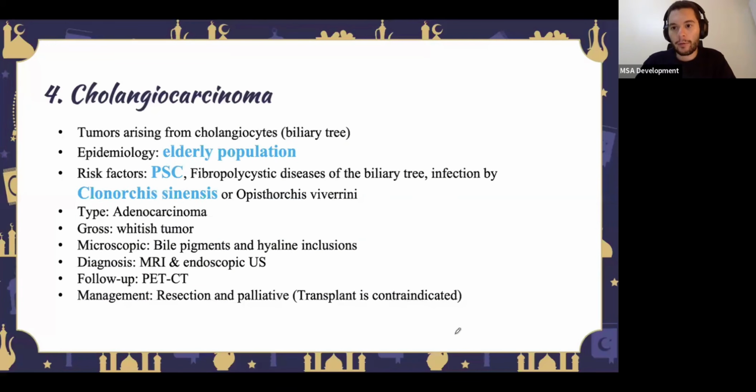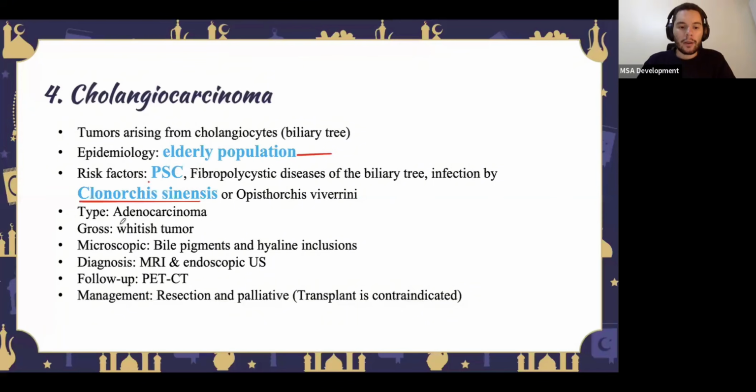Cholangiocarcinoma comes from cholangiocytes. What are cholangiocytes? They are the cells that line the biliary tree. Okay? Epidemiology, again, it affects the elderly population. Risk factors, remember, primary sclerosing cholangitis, and it could also be as a result of an infection by this infection over here. But again, it's adenocarcinoma.